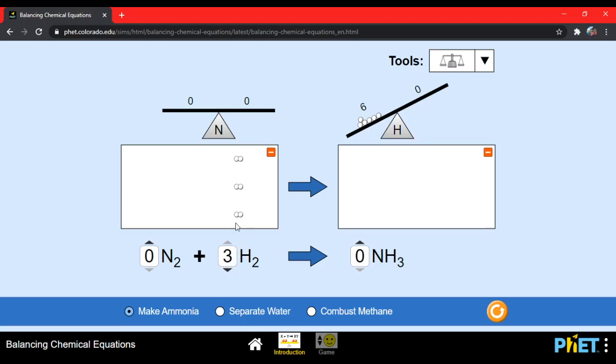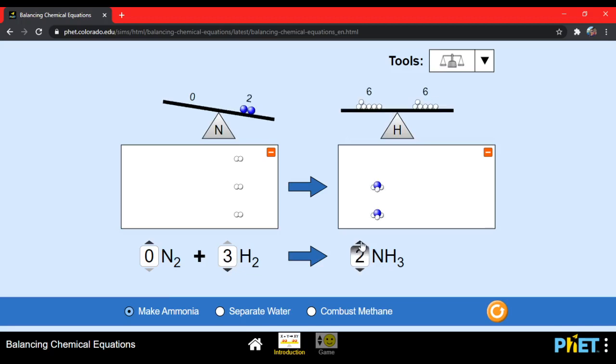Okay, 3 molecules of hydrogen. 3 times 2 is 6, so I have 6 atoms. But the thing here is this one is no longer balanced with the other side. Therefore, let's take a look at the other reactant, which is the nitrogen. On the nitrogen, we have 2 and just 1 here.